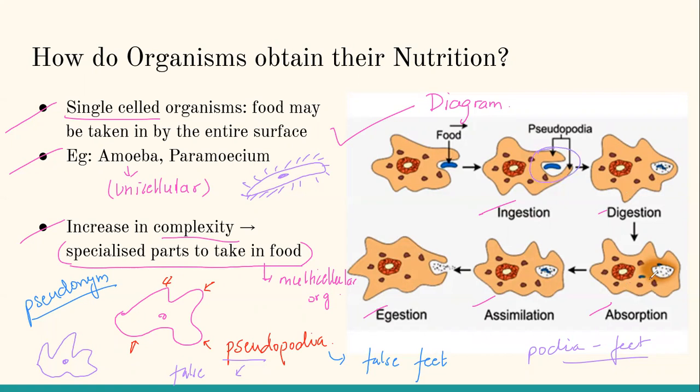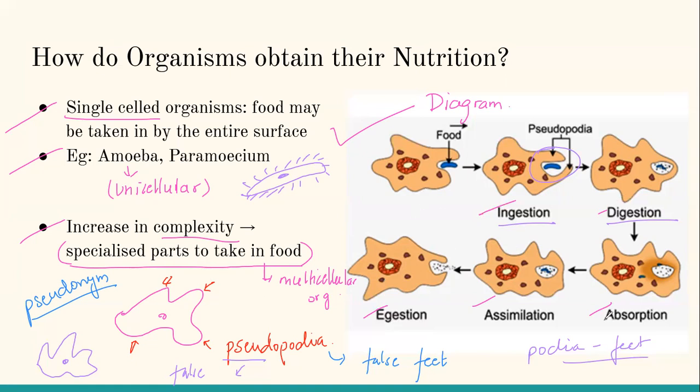So digestion is basically like this: ingestion is taking it in, digestion is breaking it down, absorption is passing it on to the different parts of the cell. Assimilation would be utilizing whatever it just took in, and egestion is throwing out the waste products. In the same way, there's no particular entry or exit. Wherever it decides, it just throws out the waste products from whichever end it likes.